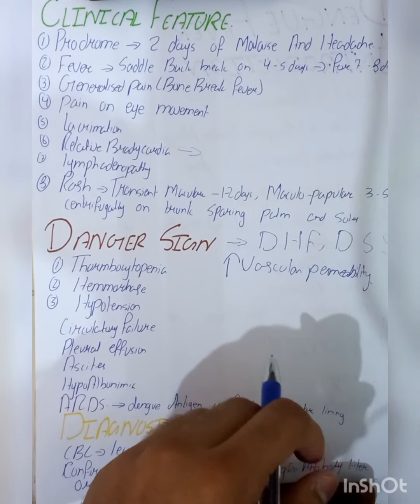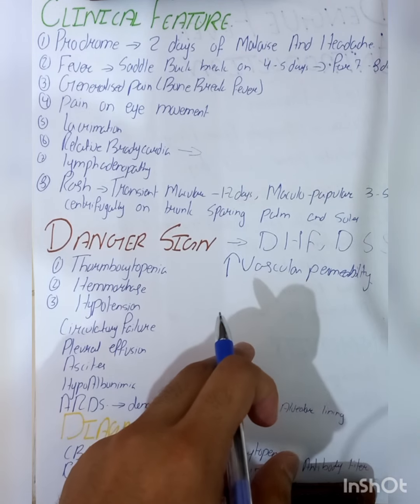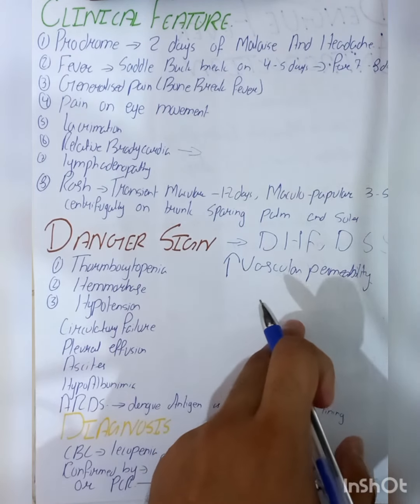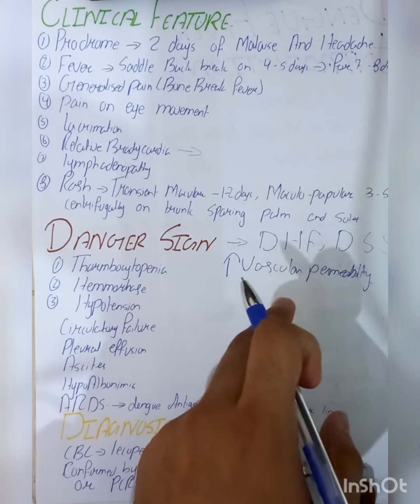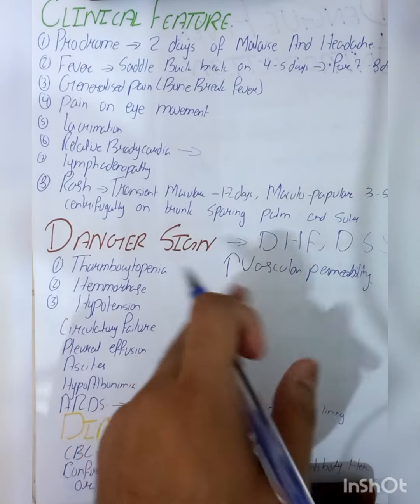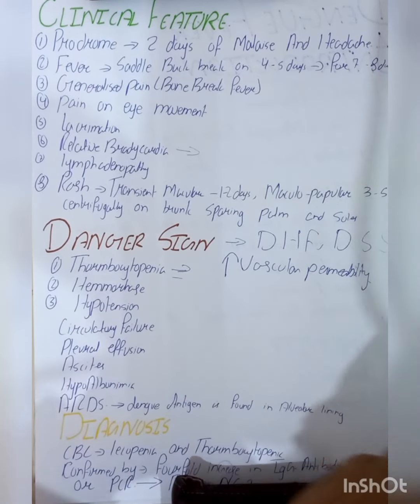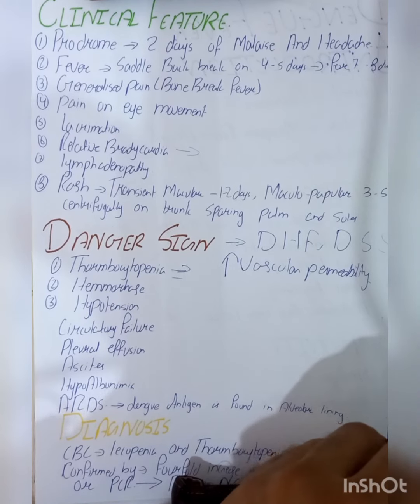And whenever there is increased vascular permeability or damage to the vessel, there is a leakage of fluid from the vessels. This leakage leads to hypotension, edema, and many other features which we will see. So first of all, there will be thrombocytopenia. Why is thrombocytopenia a typical feature of dengue virus?